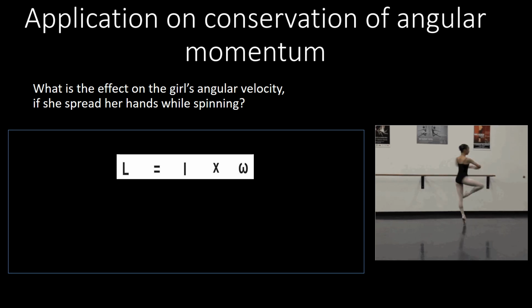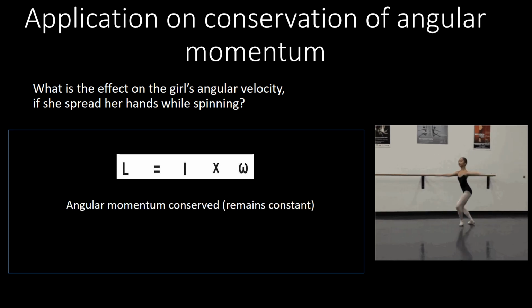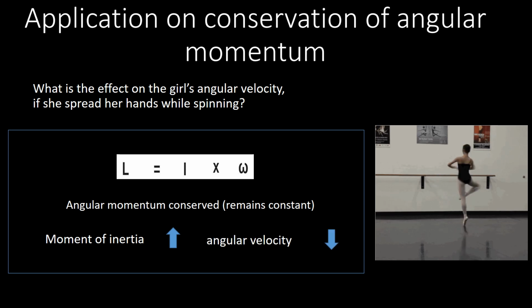What is the effect on the girl's angular velocity if she spreads her hands? In this case, angular momentum is conserved. So when she spreads her hands, her radius will increase, causing the moment of inertia to increase too. When moment of inertia increases, the angular velocity will decrease so that it can conserve the angular momentum.